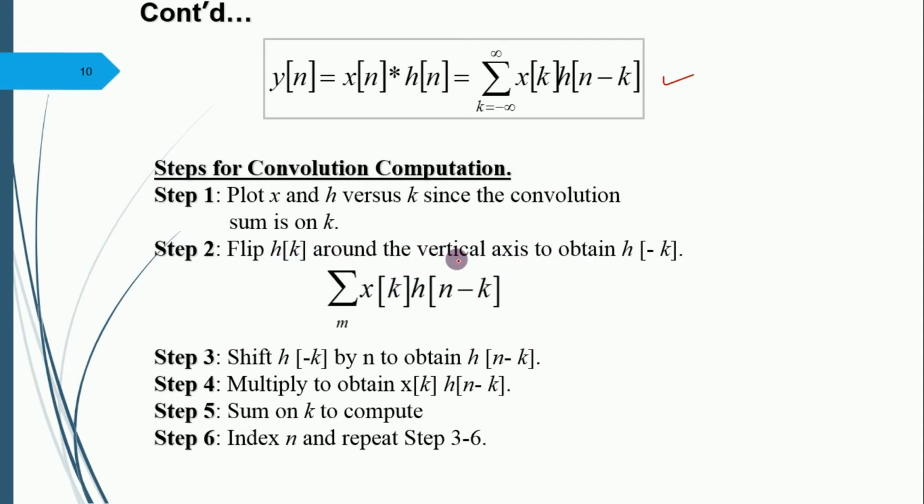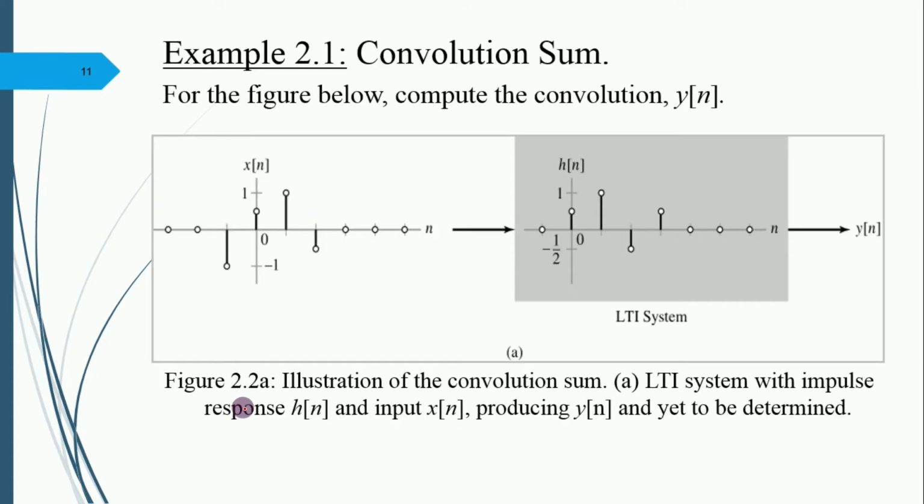Okay. If we do these two steps, it is as good as doing summation of x of k h of n minus k. So shift h of minus k by n to obtain h of n minus k, multiply to obtain x of k and h of n minus k, sum on k to compute. Index n should be taken care of, and repeat steps 3 to 6. These are the steps. Until I take one problem and solve it, it is very difficult for you to follow just by reading the steps. I'll take a problem to explain to you.